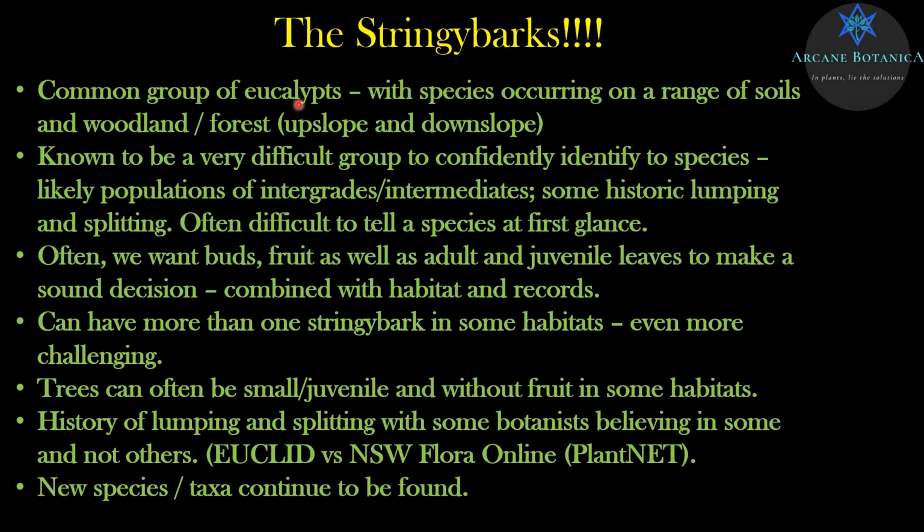They're a common group of eucalypts, the stringybarks. They'll have species occurring on a range of soils, so sandstone, shale, alluvium, mainly in woodland and forest. You can get them possibly in heath. You'll get them in heathlands as well sometimes, or maybe mallee heathlands, lateritic outcrops as well. And I just say here that the scribbly gums are typically upslope most of the time, but the stringybarks can be upslope and downslope.